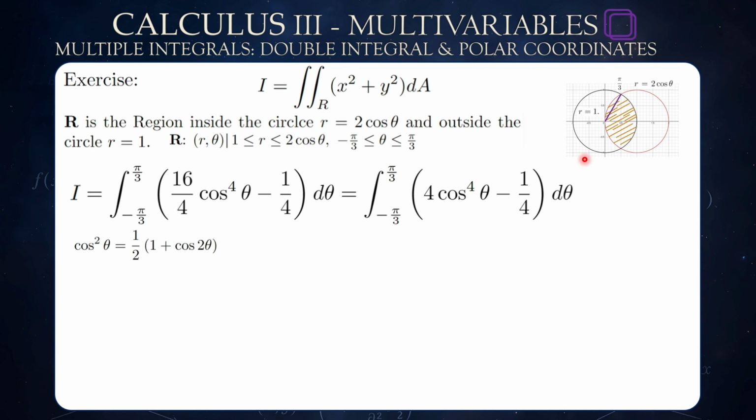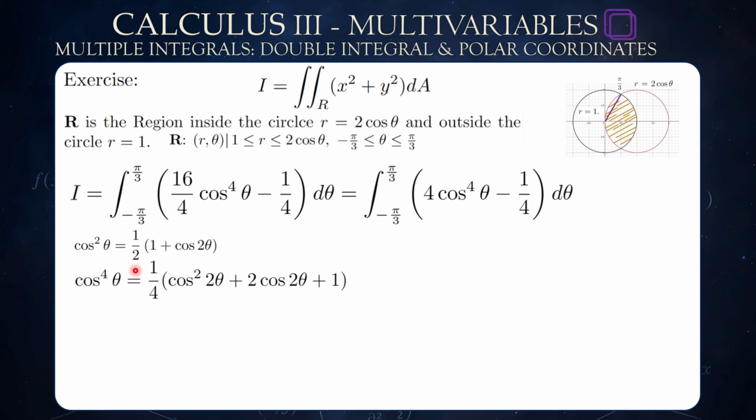Going back to our integral, I equals the integral from minus pi over 3 to plus pi over 3 of 16 over 4, which gives us 4 cosine to the power of 4 theta minus 1/4 d theta. As a reminder, cosine square theta is equal to 1/2 (1 plus cosine 2 theta). Here you have cosine to the power of 4, meaning cosine square theta times cosine square theta. So how do we deal with this type of integral?